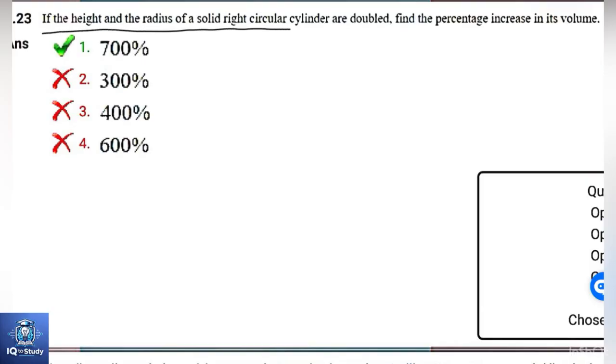If the height and the radius of solid right circular cylinder are doubled, find the percentage increase in its volume.